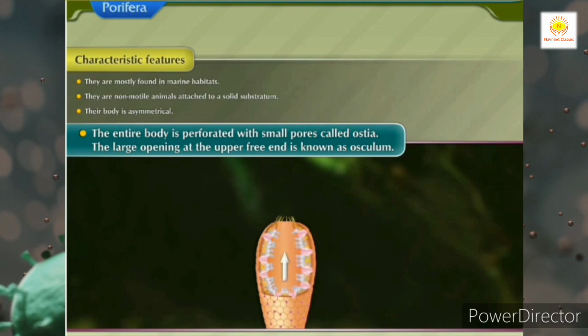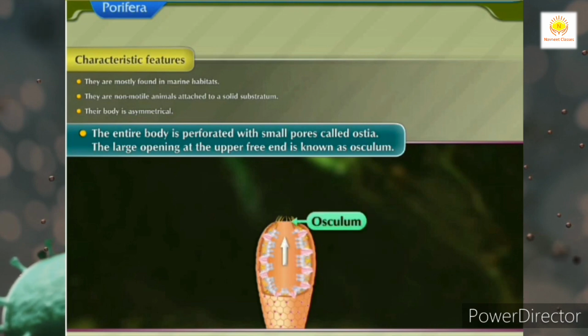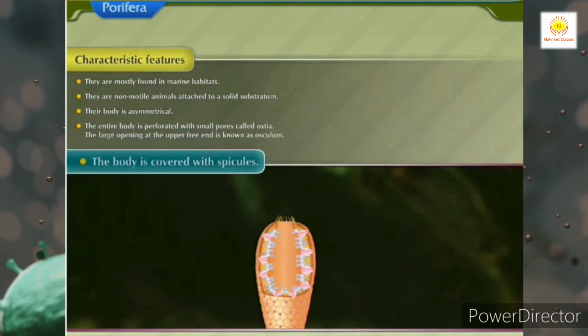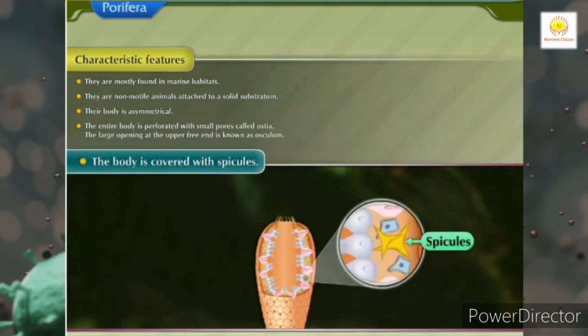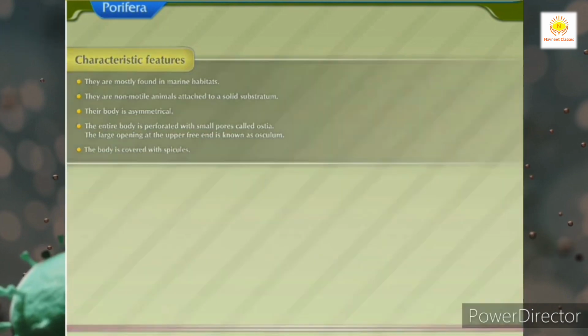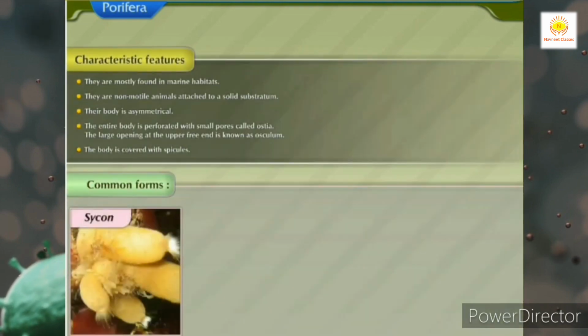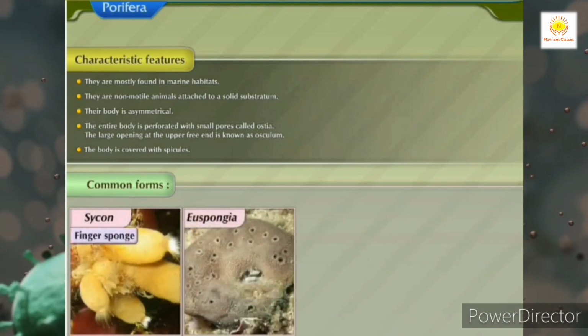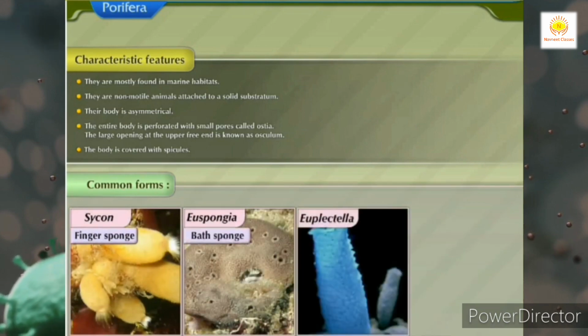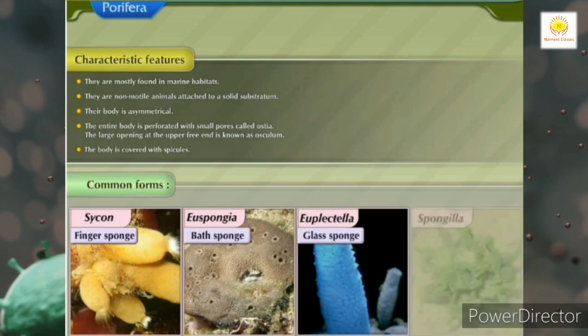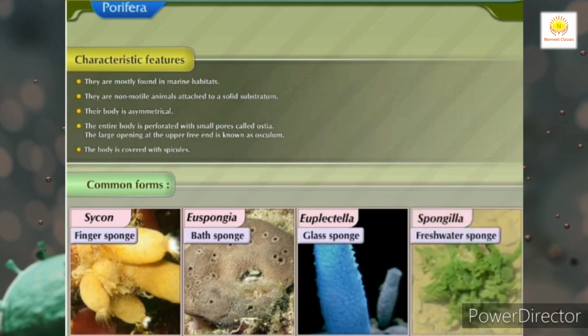The large opening at the upper free end is known as osculum. The body is covered with spicules. The common forms are Sycon, that is finger sponge, Euspongia, that is bath sponge, Euplectella, glass sponge, and Spongilla, freshwater sponge.